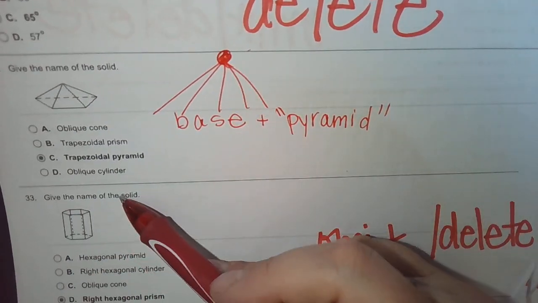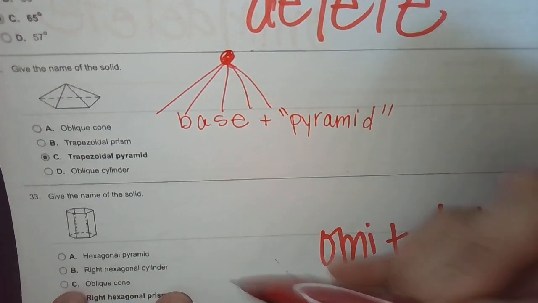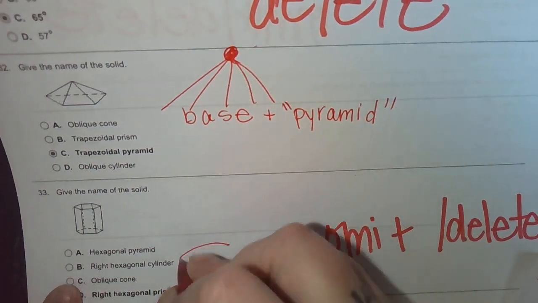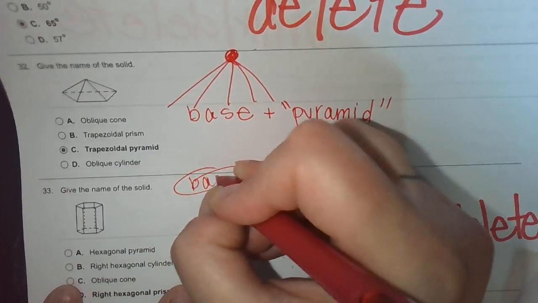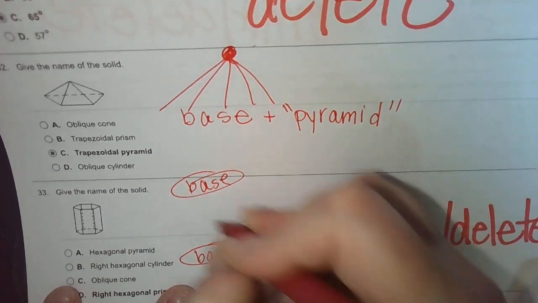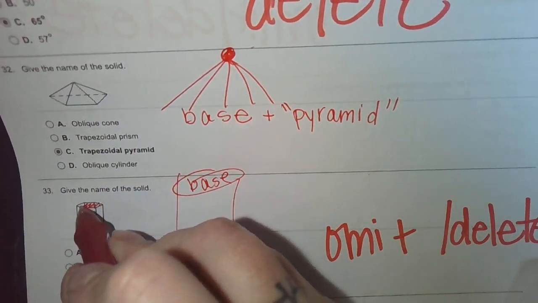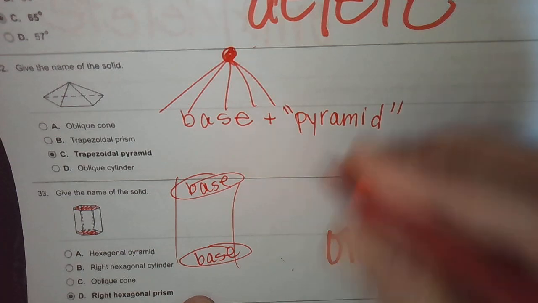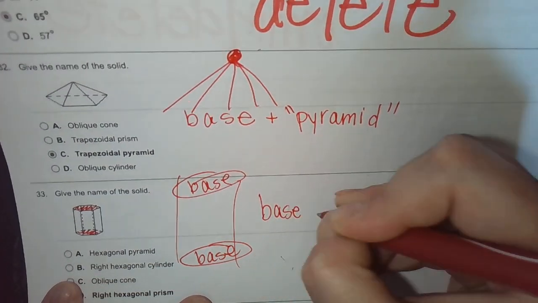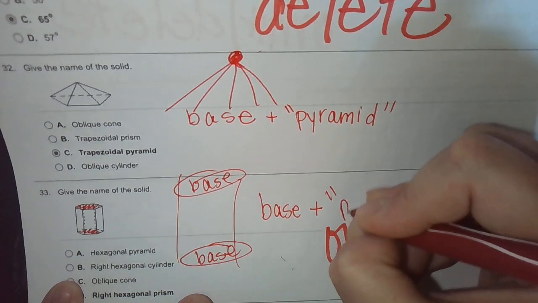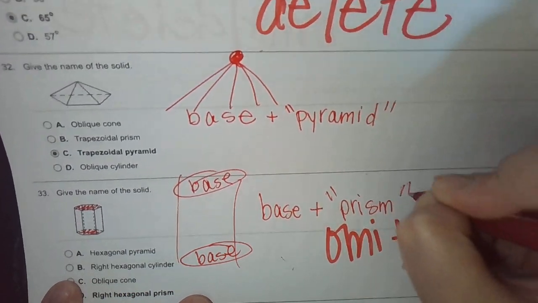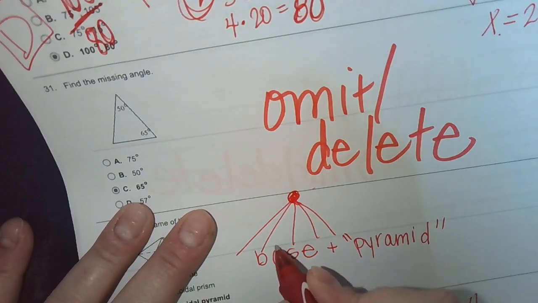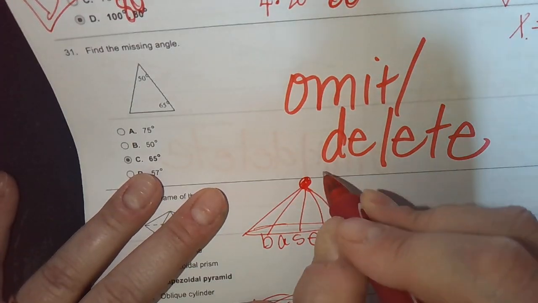Whereas the one that I deleted, number 33, this is the one we always get wrong, so I deleted it. It doesn't come up to a point. It has two bases that are connected. See how on this picture we have those bases, and they're connected? Yeah, this would be called the base plus the word prism. So prism is when two bases are connected to each other. Pyramid is when you just have one base, who knows what it is, and it comes up to a point.